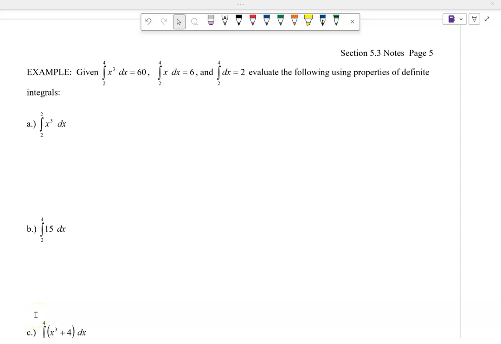So let's go ahead and use those properties here. This first one, I've got the integral from 2 to 2, right? Notice it's not going anywhere, so the width of the rectangle is 0. So this is just going to automatically be 0.